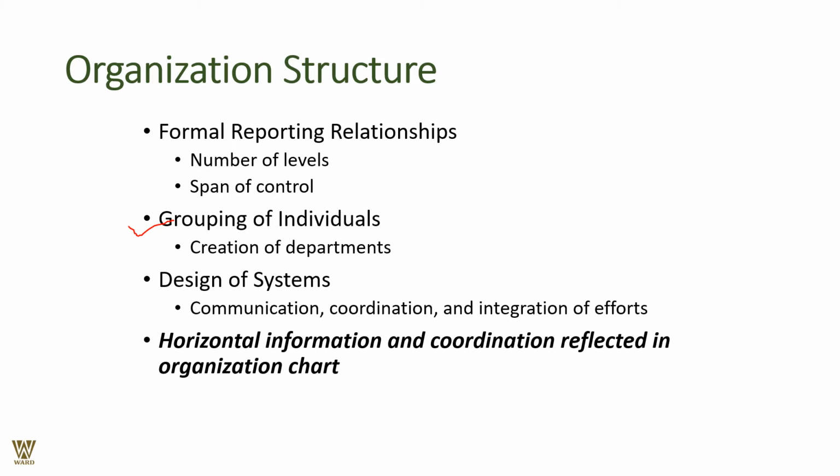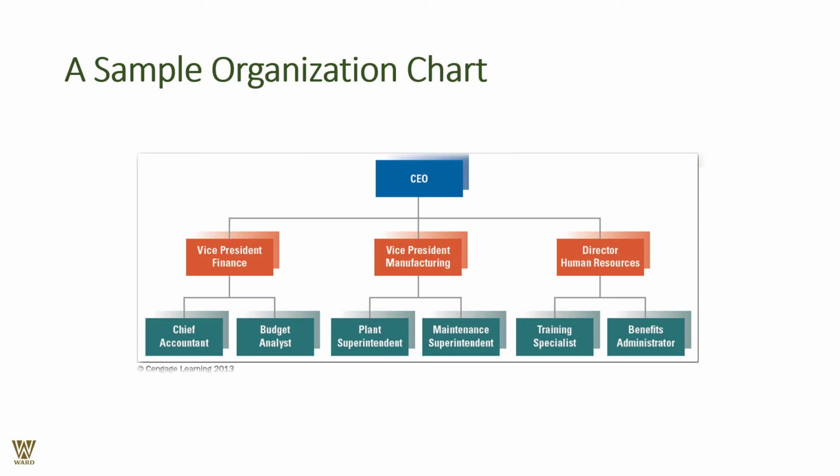So there is creation of departments, design of systems, and the way we communicate. All the supervisors are at horizontal levels of employees, so they may communicate on one level. There would be another level of communication when they speak to their managers or to their downline, the subordinates. So communication, coordination, and integration of effort is required. Horizontal information and coordination are reflected in the organization chart. I have already pointed out that supervisory positions in finance, production, and inventory are at the horizontal level.